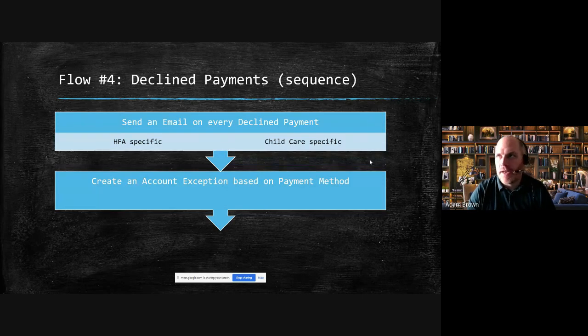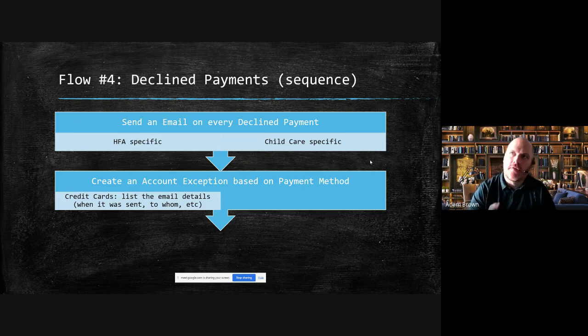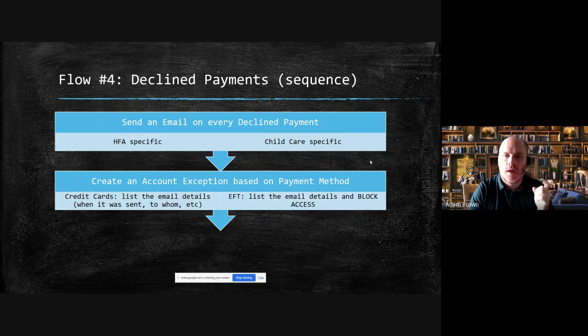When the declined payment happens, Avocado creates an account exception. We trigger the flow on the account exception, and we differentiate what happens based on if the declined payment was from a credit card or from EFT. If it was a credit card, we update the account exception that was generated by Avocado to list the email that we sent, the email address we sent the email to, when it was sent, etc. If it was EFT, we do all of that and we update the account exception to block access.